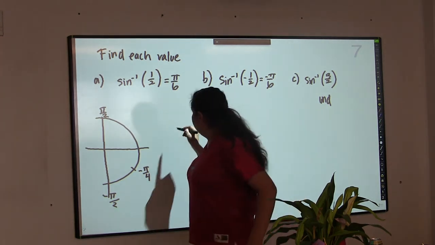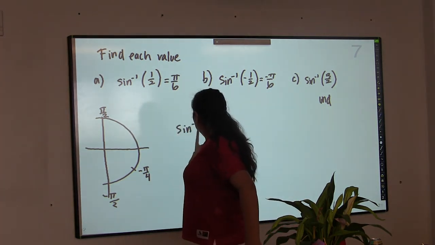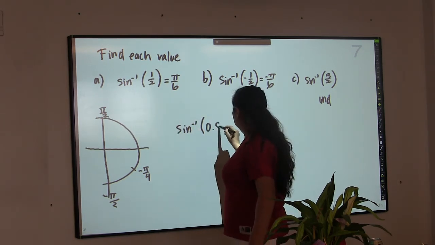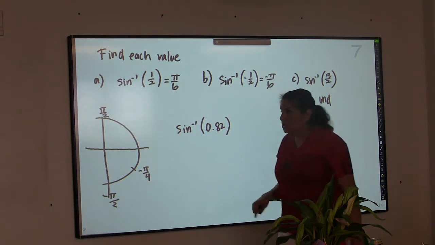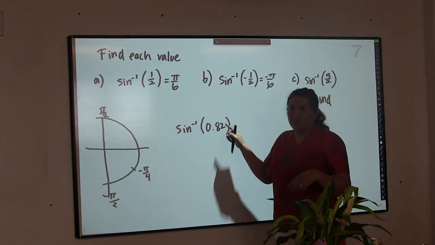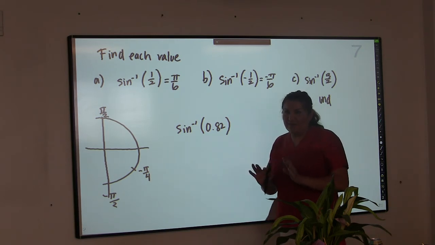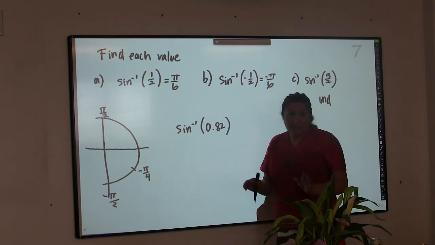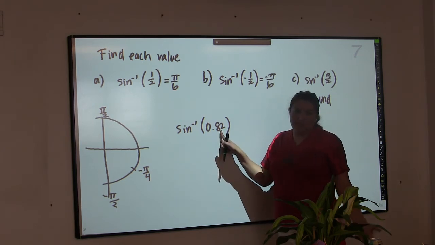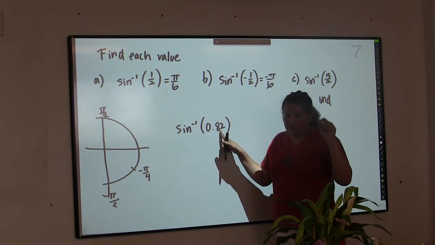So then we're going to do another one here. What about sine inverse of 0.82? Now remember, as long as there's no degree symbol, this is radian, okay? When you see decimals, you tend to think that it's not radian because there's no pi. When there's a pi involved, you always know it's radian. But this is radian too, it's just a decimal instead. It doesn't have a little degree symbol, so it's radian.